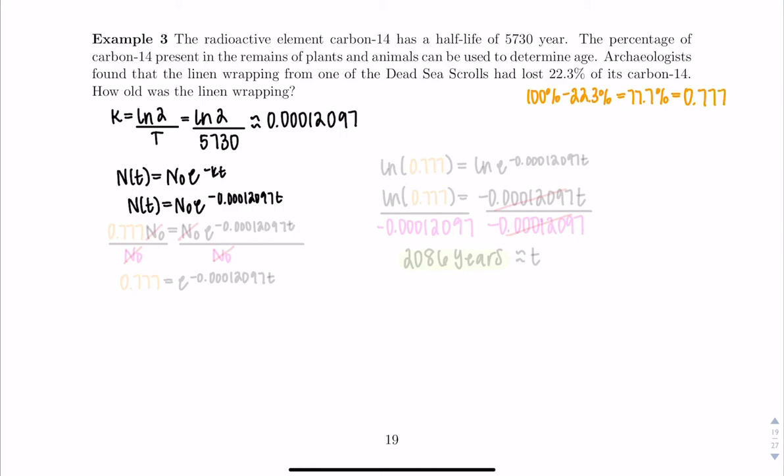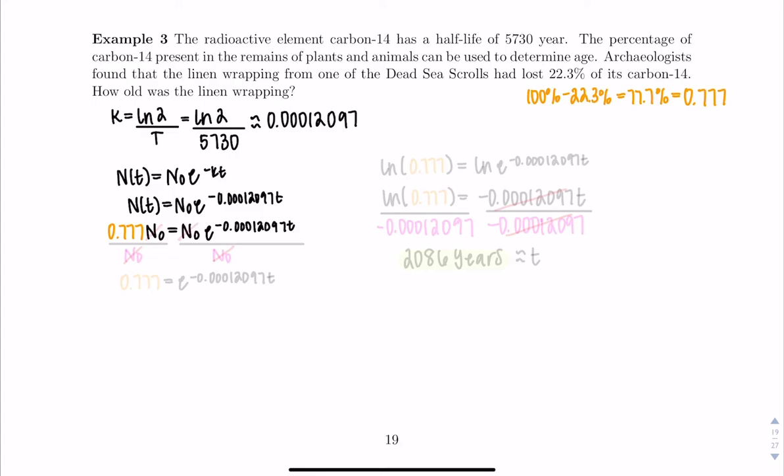So that's the ending part. We need to find t. It doesn't matter if we have an initial amount, we can always just use N naught as our variable. Because we're looking for 77.7% of the original, N of t is now going to become 0.777 times N naught, because it's of the original, equal to N naught e to the negative 0.0001297t. And we are solving for t.